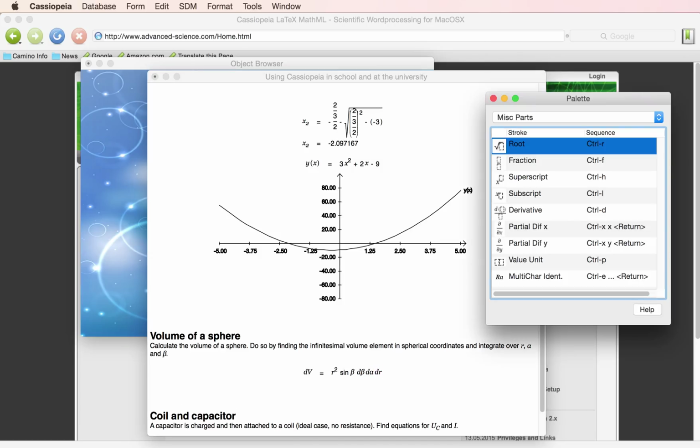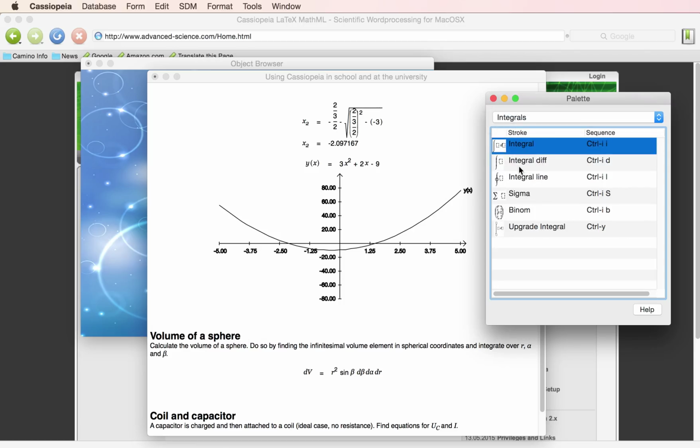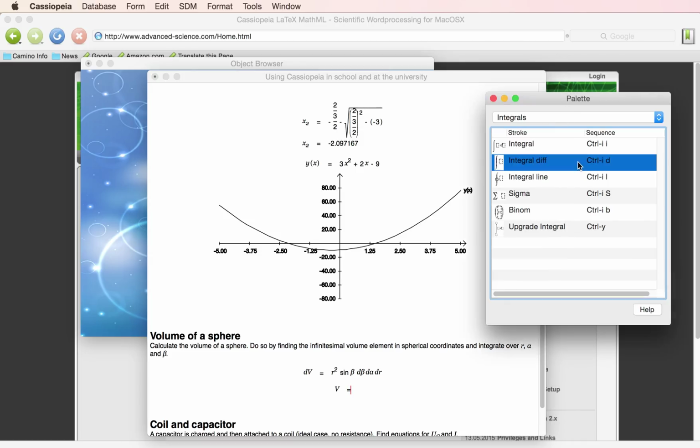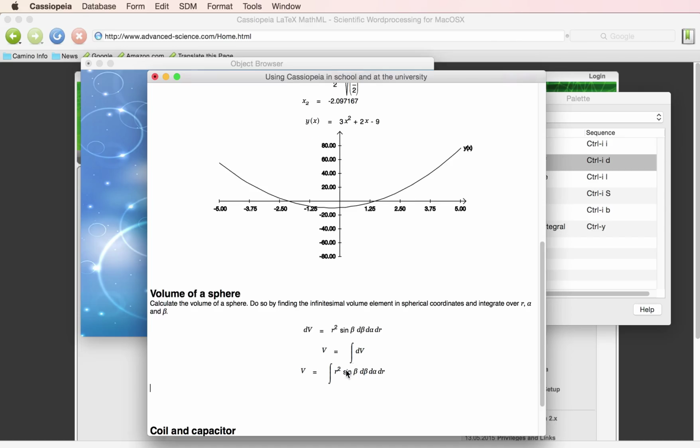We can now press Command-Shift-P to open the palette and look up the integral we need. That will be this one. Okay, let's create a new equation and say the volume is this integral dV. Now we drag in this one, Alt pressed to get a new equation. Let's make an Alt double-click on this to expand.